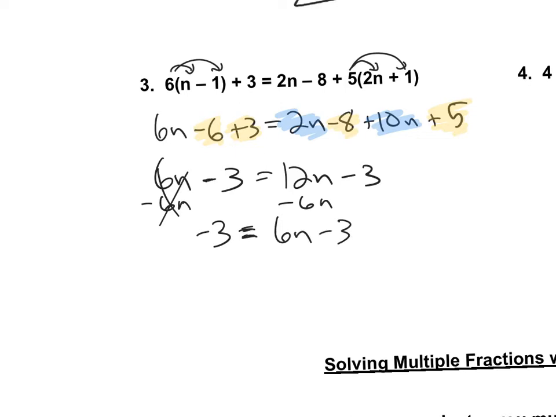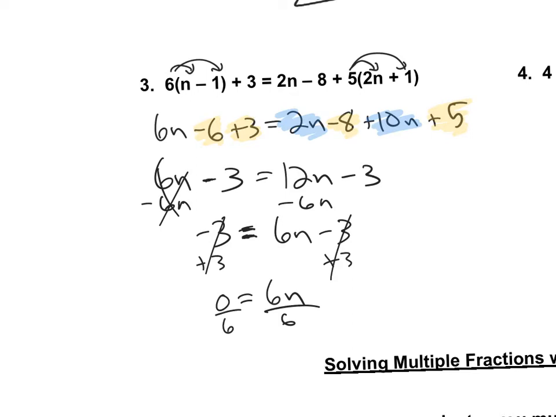Then I want to get my 6n term by itself. So to do that, I'm going to add 3 to both sides of my equation. Once I add 3 to both sides, it cancels out on both sides. So a lot of times people will automatically put no solution here, but you really want to make sure that you take a look. So really we have a 0 on the left side of our equation, and then we still have a 6n. So we still need to go ahead and divide by 6 here.